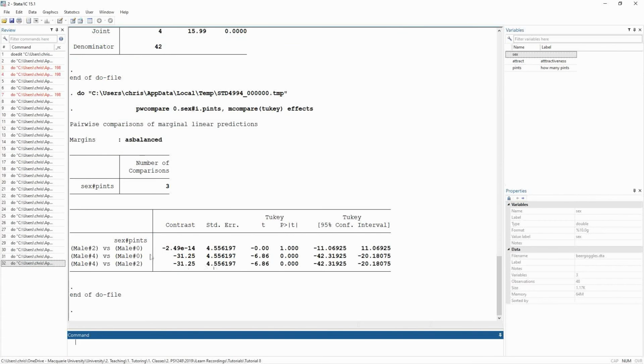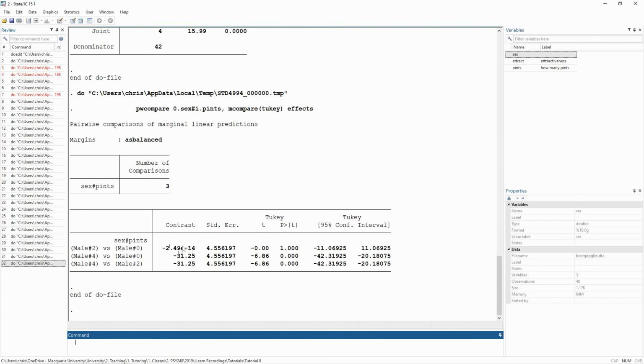And so if I do this now, what I see is that males 2 versus males 0, so males who had 2 pints versus males who had no pints, basically had no difference at all between them. The contrast is negative 2.49 e to the negative 14. What this means is that this decimal place actually needs to be moved to the left 14 places. So there's 14 zeros in front of that too. So it's basically 0. My t-score is basically 0, and my p is 1. There is absolutely no difference between males' attractiveness rating if they've had 2 pints or 0 pints.